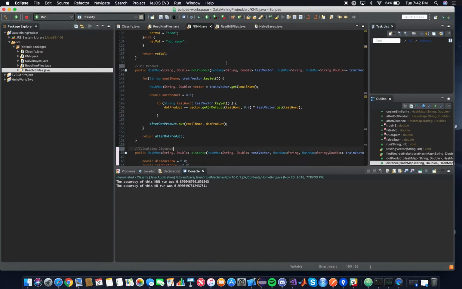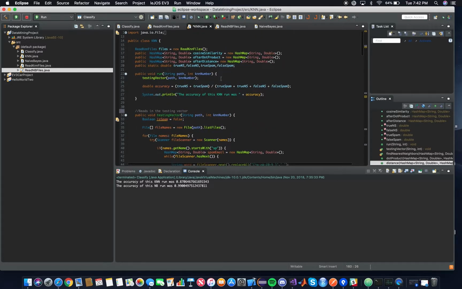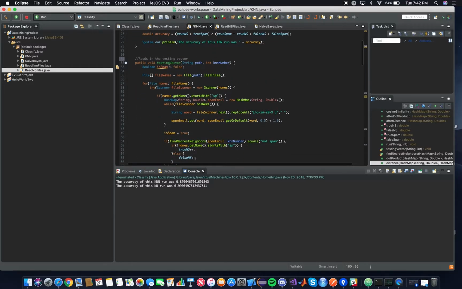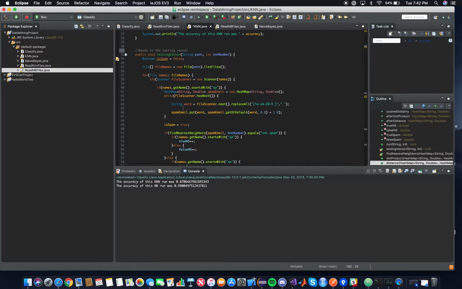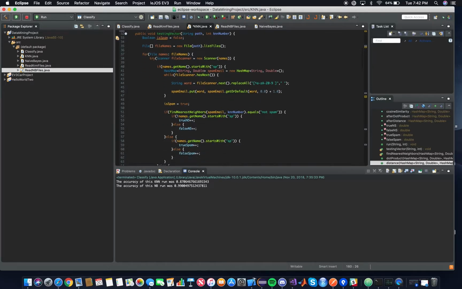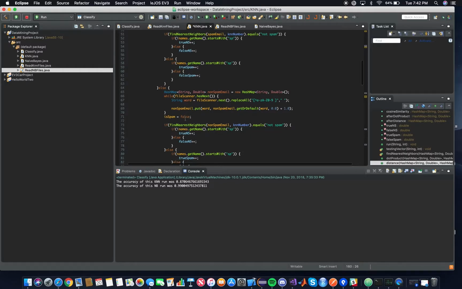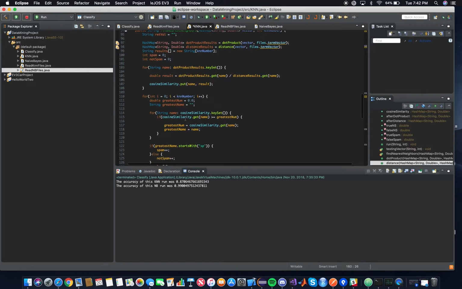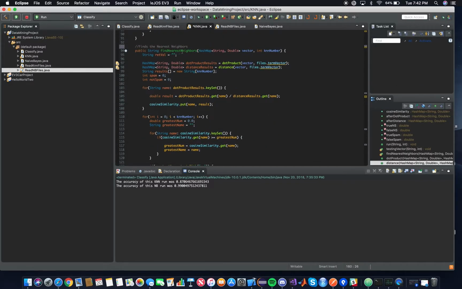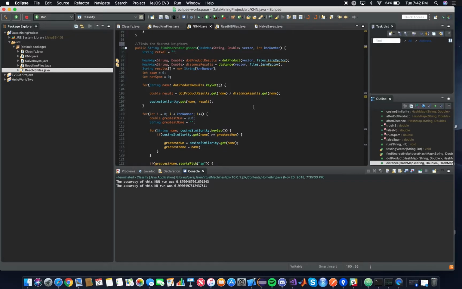Then it goes to KNN, where we bring in the test vector the same way, saving it to a hash map, and we calculate the nearest neighbors. So our find nearest neighbor method calculates the dot product divided by the distance.